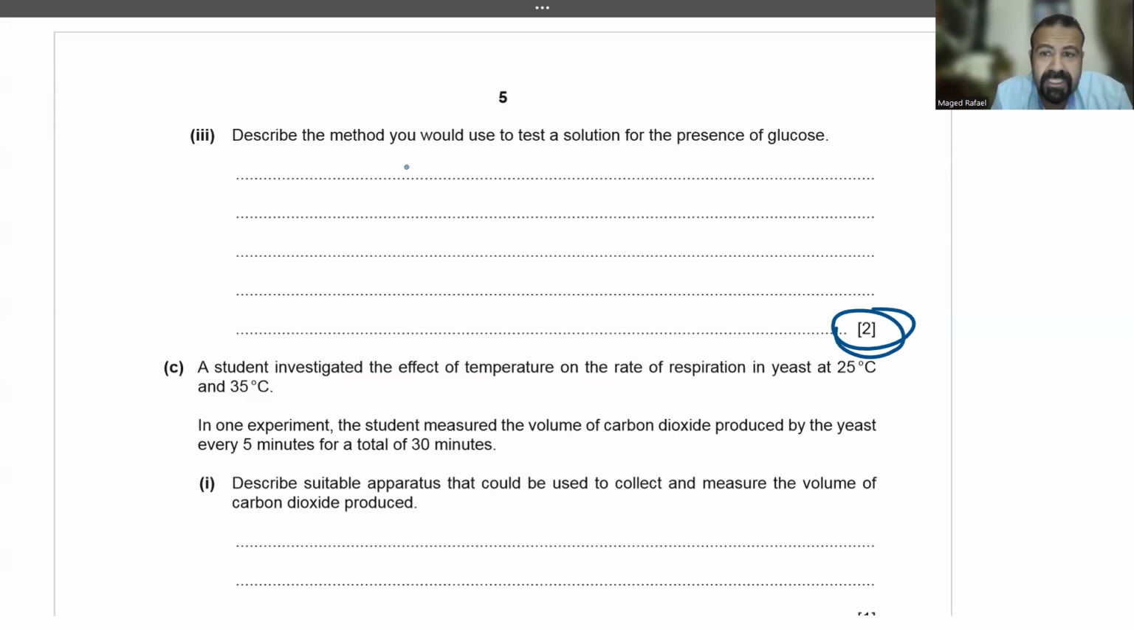There is no need to talk about the results because he's asking about how you would use a method to test the presence of glucose, and he's not talking about the results here. I will write literally 1 sentence. I will add Benedict solution, then heat for 3 to 5 minutes.